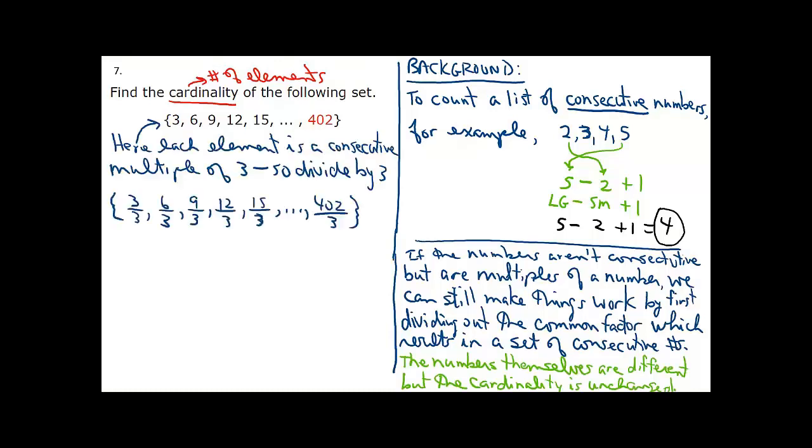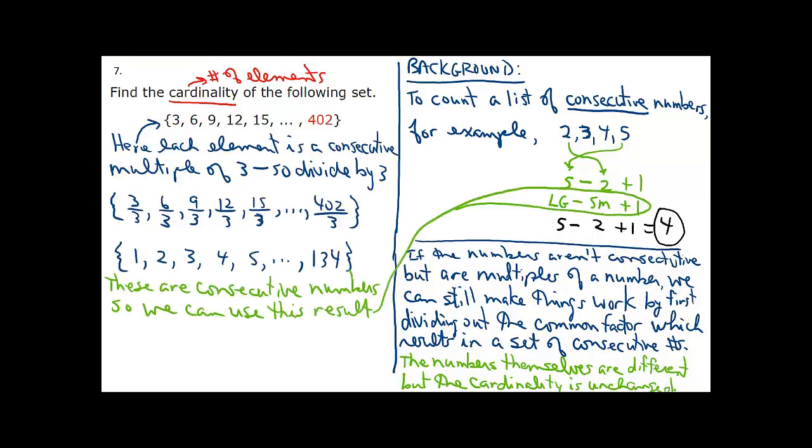you'll see that you get 1, 2, 3, 4, 5, up to 134. In other words, 3 divided by 3 is 1, 6 divided by 3 is 2, 9 divided by 3 is 3, 12 divided by 3 is 4, 15 divided by 3 is 5, and so on. 402 divided by 3 is 134. So you can count the elements in those sets using the formula because they're consecutive, but they're the same number of those as there were in the original set because all we did is divide by 3. We didn't throw any elements out.